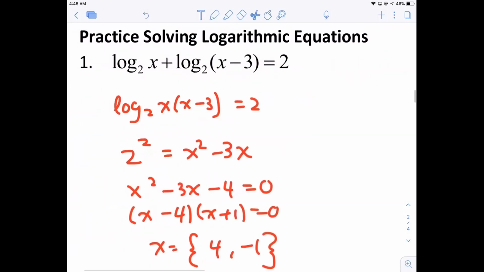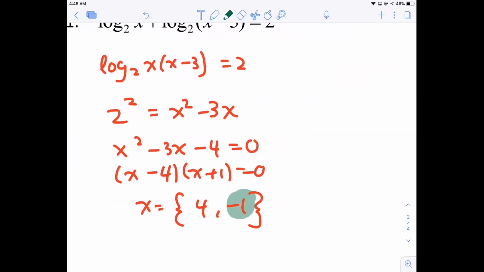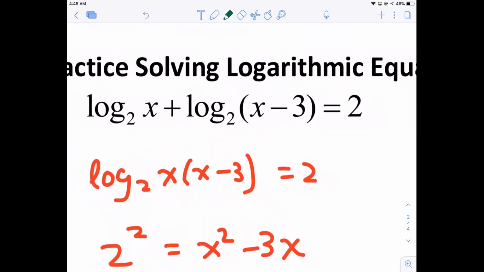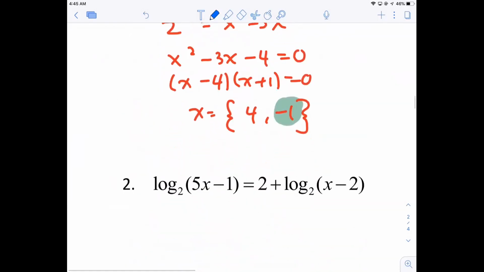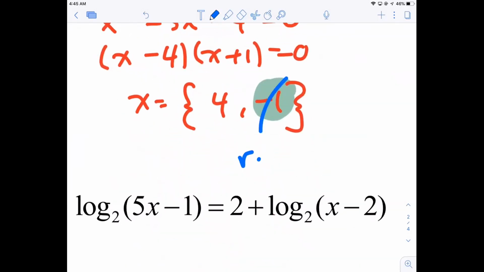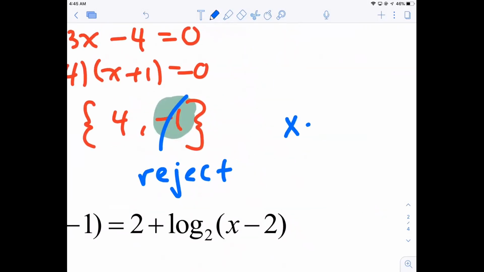And if we plug in a negative 1, we can see that it's going to be undefined because this x value has to be greater than 0. The domain of a log function is x greater than 0. So we're going to have to reject this answer. And the only answer that's actually going to work is 4.